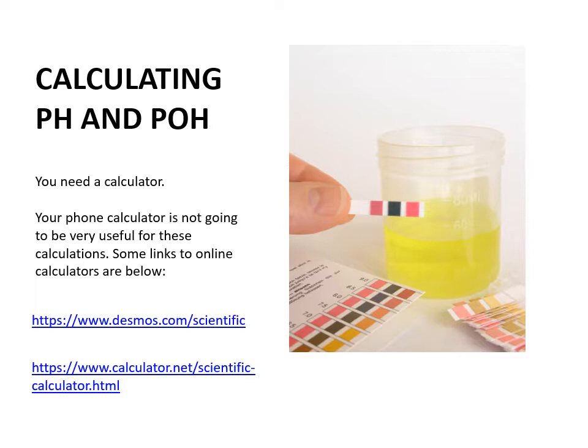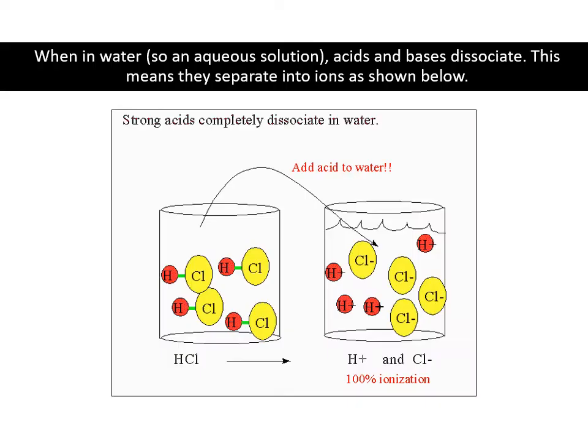I cannot stress this enough. You need a calculator, and your phone calculator is not going to be good for most of the calculations. You're going to want an online calculator, and the links below lead to some good online calculators. So please don't try to do these on your phone. It's not going to go well. You also need your periodic table out, most likely. Nah, you don't need that. Just paper and a calculator.